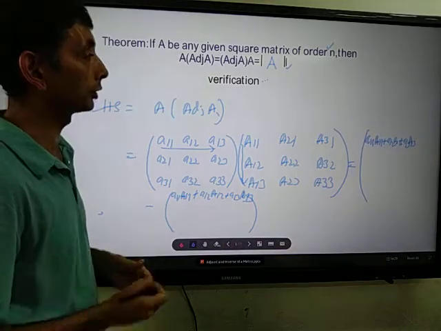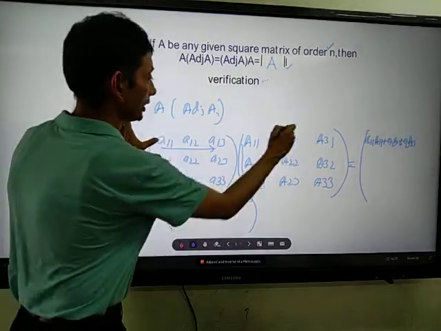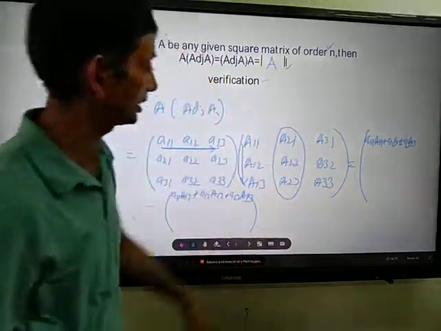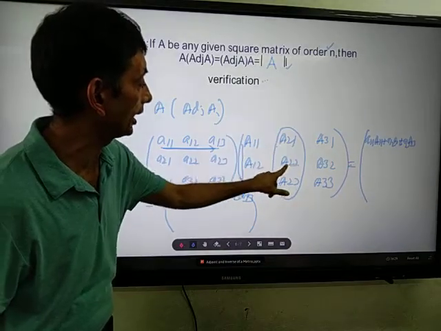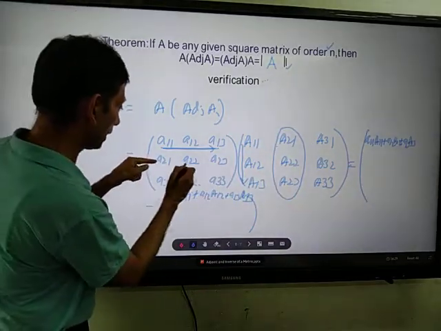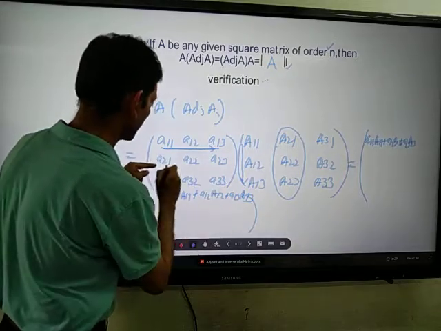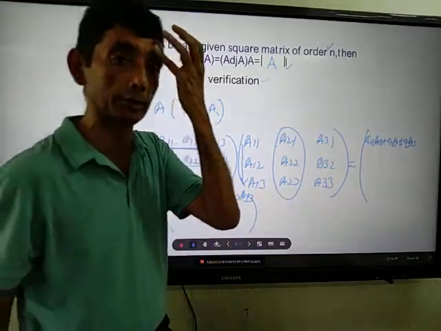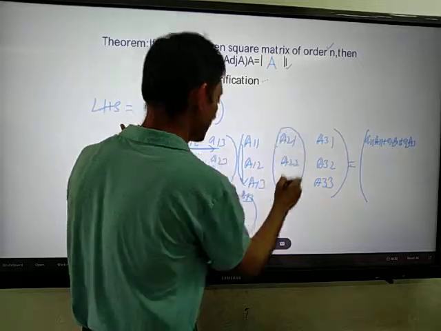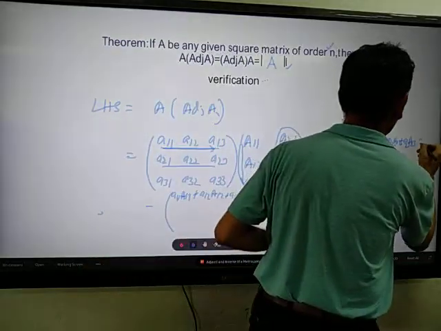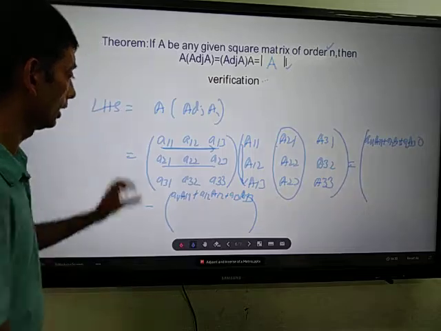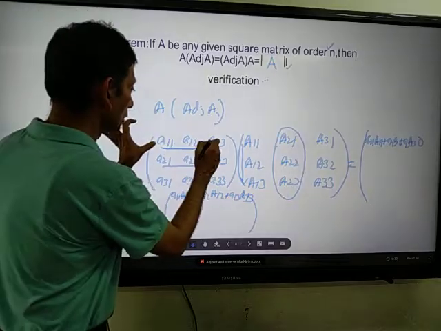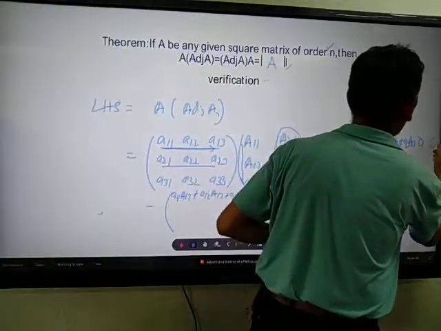Then I'm going to multiply this one with this. What is this? This is the first row and this is the cofactor of the second row: A21, A22, A23. This is the second row and these are the cofactors. You are multiplying the first row with the cofactors of the second row elements. So obviously if you multiply this with this, the second element has to be 0. Next, you are multiplying the first row with the third row cofactors. So obviously this will also be 0.